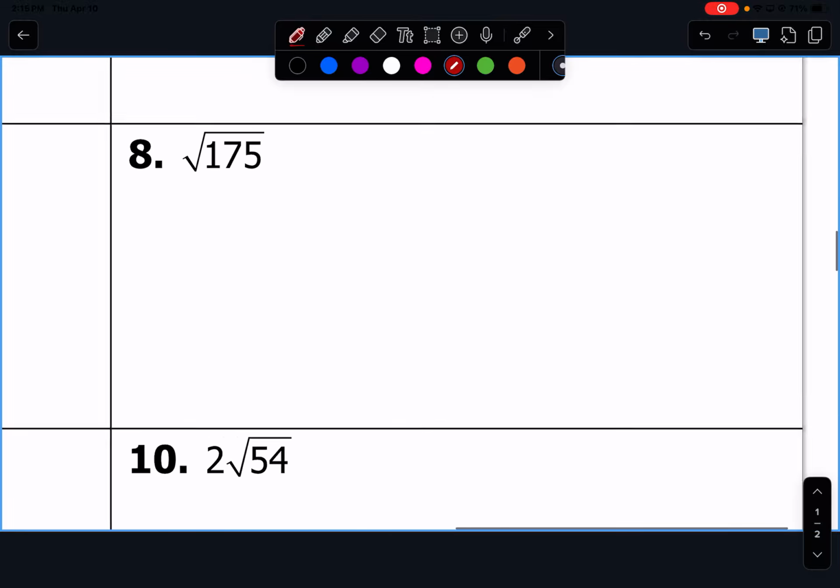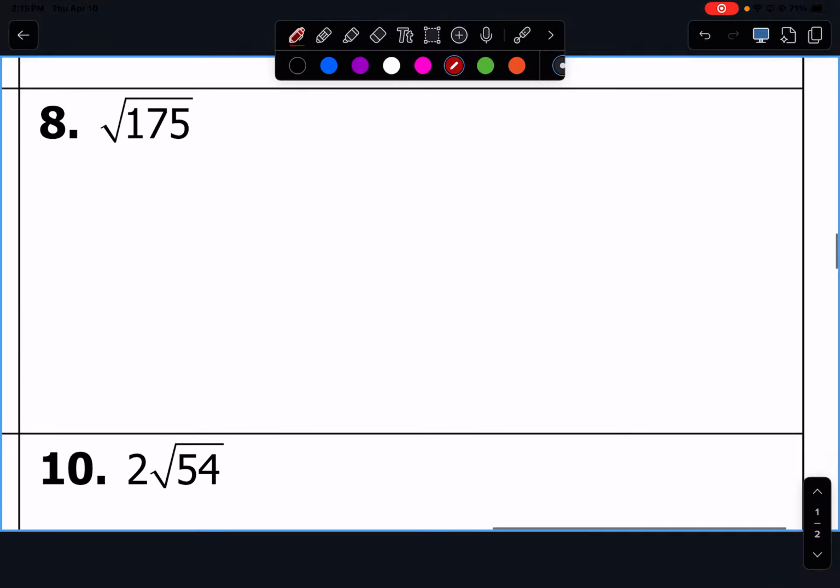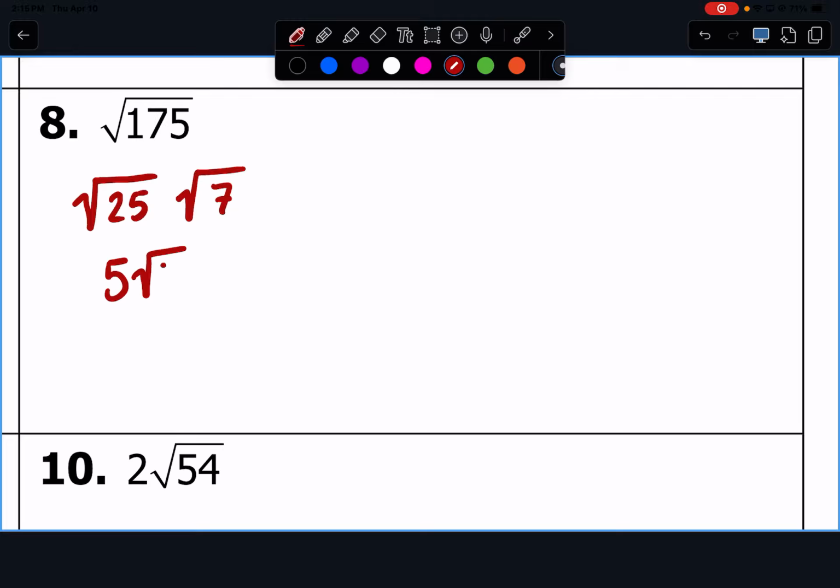All right, number 8. What is the biggest perfect square that can go into 175? 25. How many times can 25 go into it? And then what will my answer be? 5 root 7.